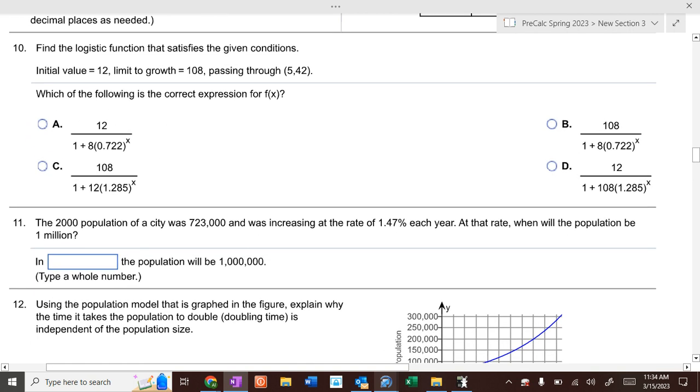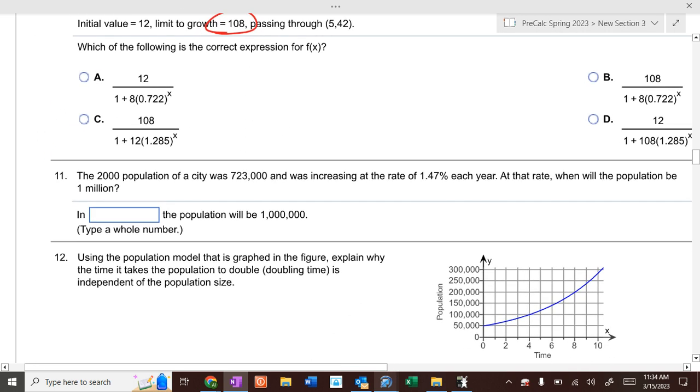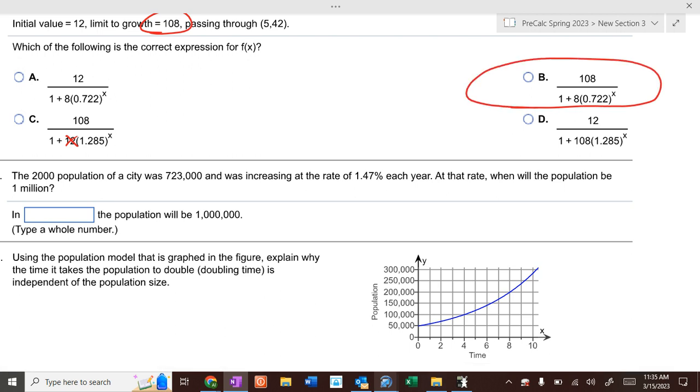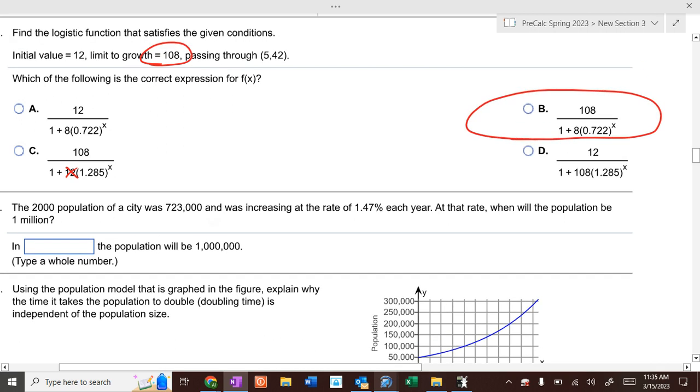All right. Logistic function. Okay? The initial value is 12. The limit to growth is 108. The limit to growth is what you're going to have on the top. Okay? The initial value is not this value. Okay? So this one is the one that makes sense. If you put in 5 for x, you should get 42 at the end of it.